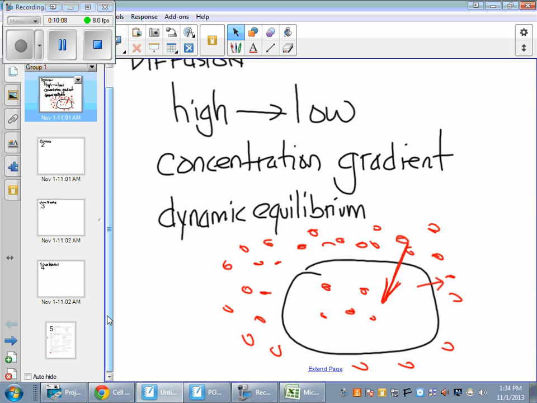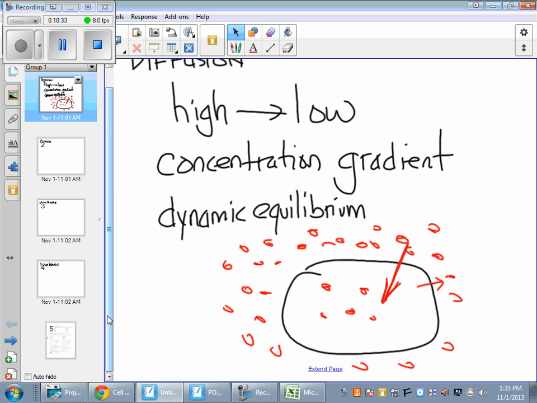Now, some larger molecules, or polar molecules, or charged molecules, they can also move through the membrane by diffusion, but one big difference. They have to use the protein channels. They need to use those transmembrane proteins, which create those polar openings through which we can move the molecules. Yes? And that is particularly called what type of diffusion?